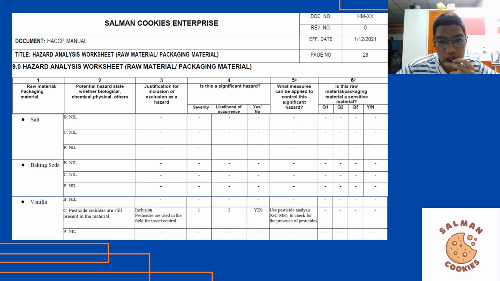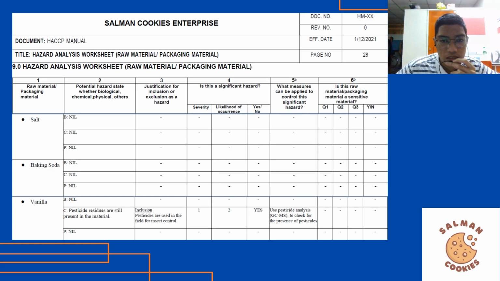But for the vanilla raw material, we analyzed that the vanilla has no biological hazard and no physical hazard, but it has a chemical hazard. The chemical hazard in the vanilla is pesticide residues that are still present in the material.